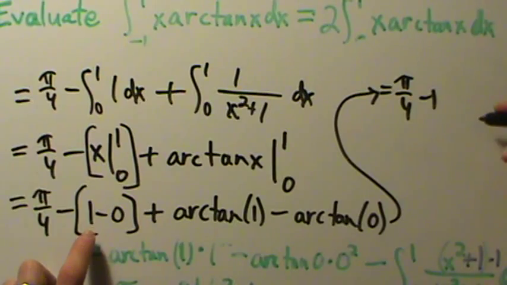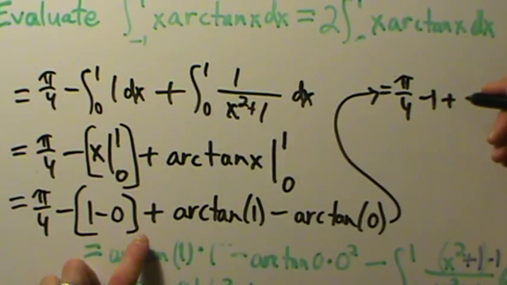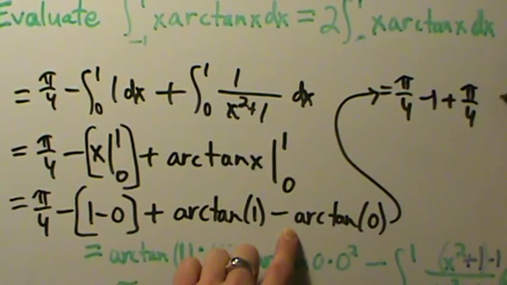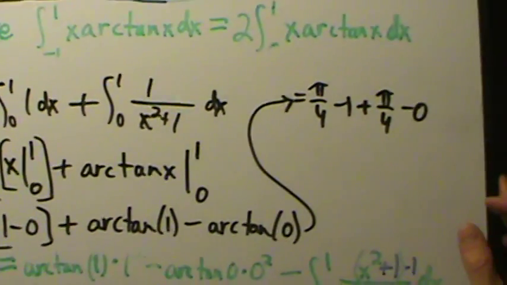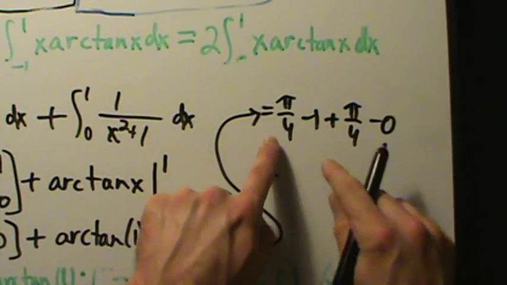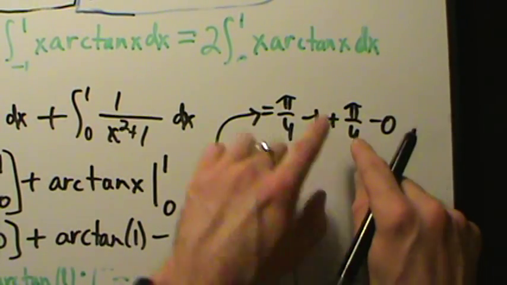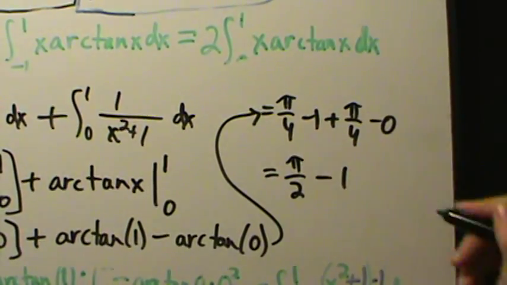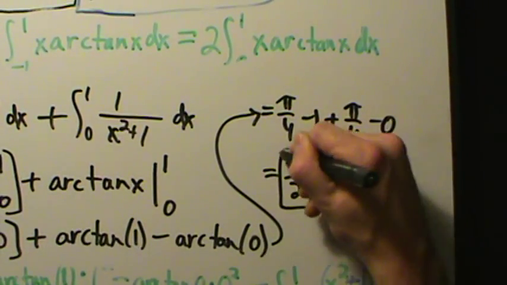minus 1, okay, and then plus another pi over 4 from the arctan of 1, and then arctan of 0 is just 0, so minus 0. Okay. Now we simplify that, pi over 4 plus pi over 4, so that's 2 pi over 4, which means pi over 2, and then minus 1. Okay. So that's our answer.